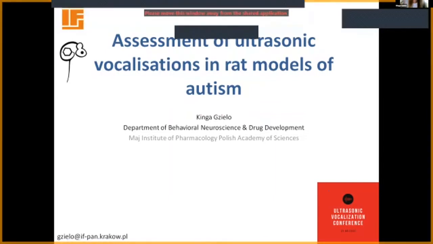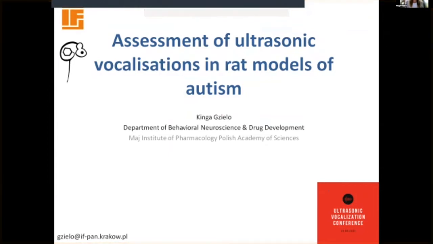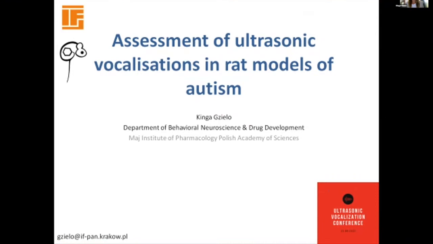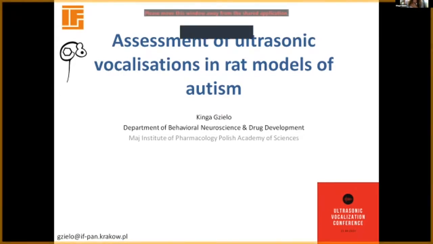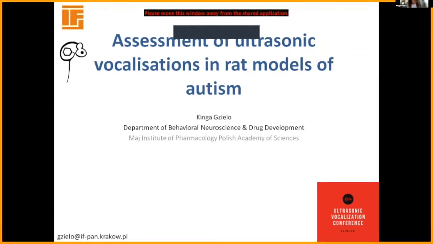So hello, my name is Kinga Gzieło. I work at the Department of Behavioral Neuroscience and Drug Development at Maj Institute of Pharmacology of Polish Academy of Sciences in Krakow. Today I want to talk about our recent data regarding autism spectrum disorder in rats. My speech will be divided into 3 parts. In first part, I will introduce you to ASD in humans and in preclinical models. Then I shortly remind you some information about USVs emitted by rats, and then I will talk about our data.